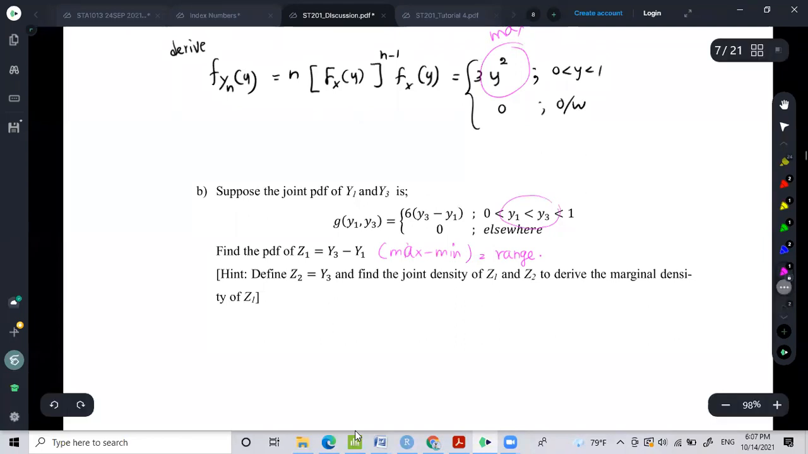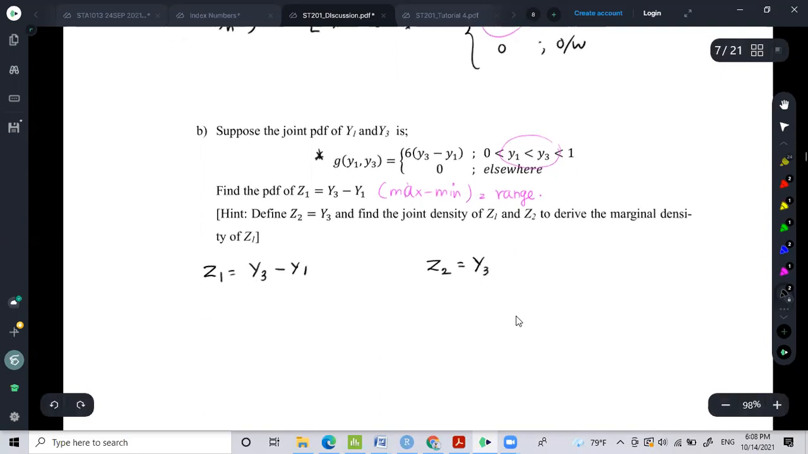Okay, so let's follow the steps one by one. What do we know? We know the joint density of Y1 and Y3, so we don't have to worry about finding it. Z1 is defined as Y3 minus Y1, and we are given a hint to use Z2 to be Y3. This is our own random variable that we define, and it is a simple one, just Y3, so our calculations will be very easy. This is like a dummy variable.